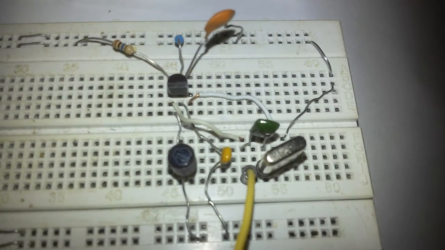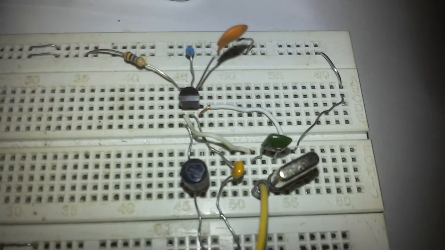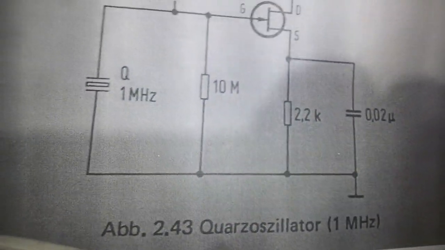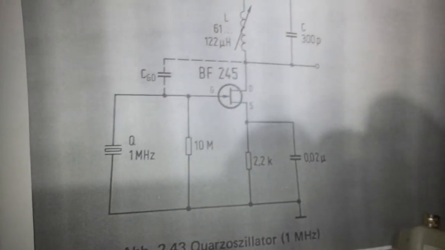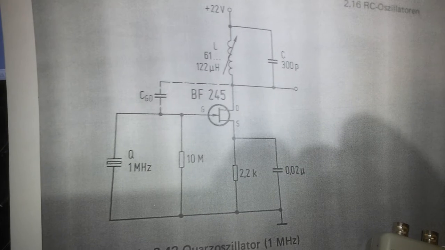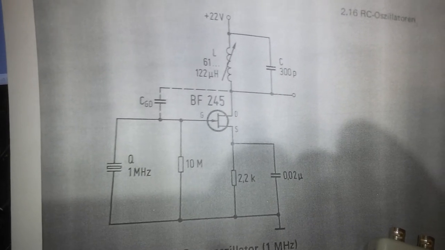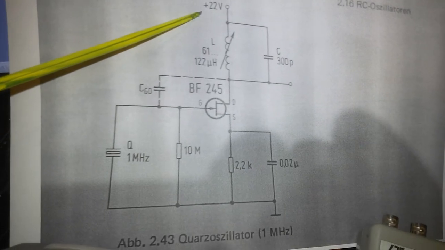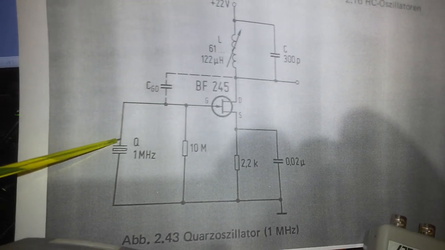The project that you can see is Quartz Oscillator. Here is the schematic. The input voltage is 22 volts. The oscillator is 1 megahertz.